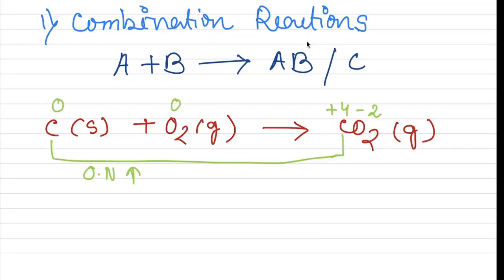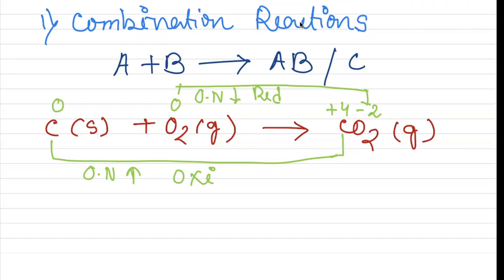Oxidation number increases means oxidation or reduction? Oxidation, very good. Oxidation number increases means oxidation. And when it goes from 0 to -2, that means the oxidation number decreases, that means reduction. So here carbon and oxygen are reacting and forming carbon dioxide.